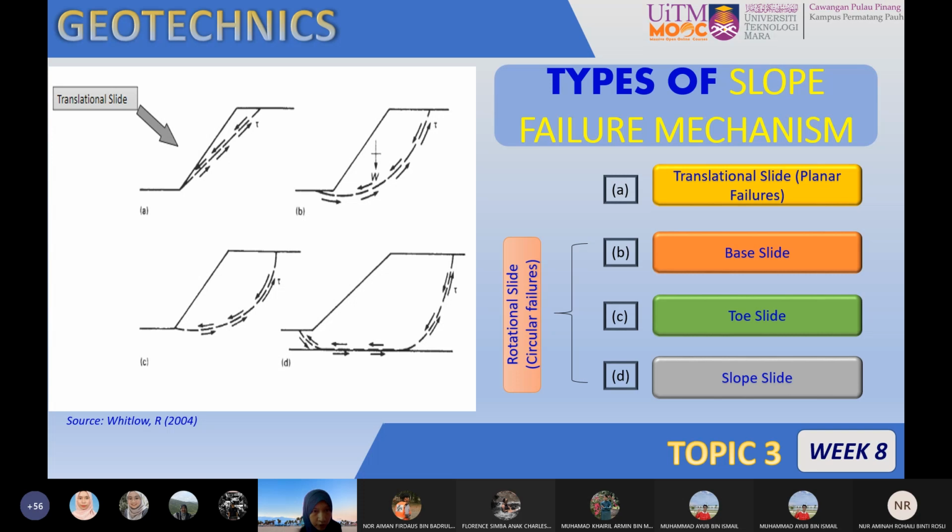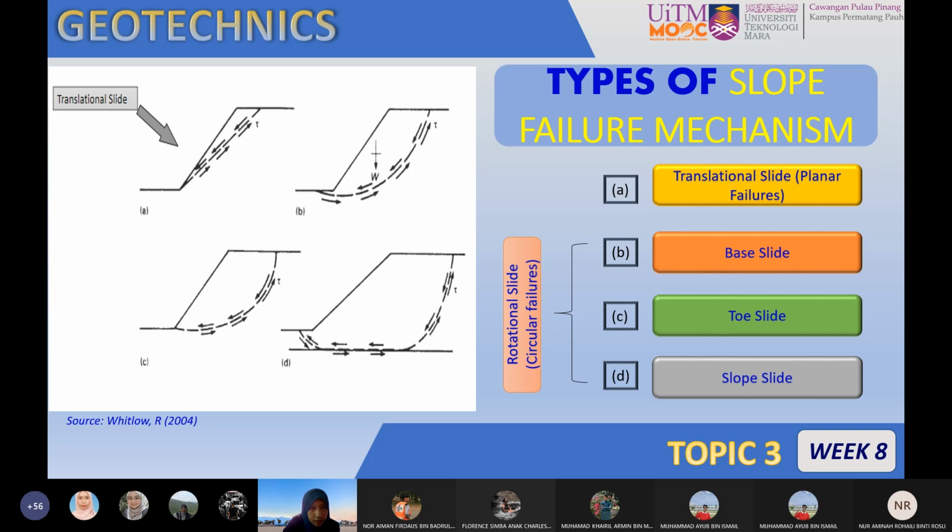For categories B, C, and D, this is an example of a base slide at B, C is a toe slide, and D is a slope slide. How do we differentiate between B, C, and D? You have to check how the slope failure ends. For example, the slip circle at B ends at the base. It means that it stands a few meters from the toe of the slope.